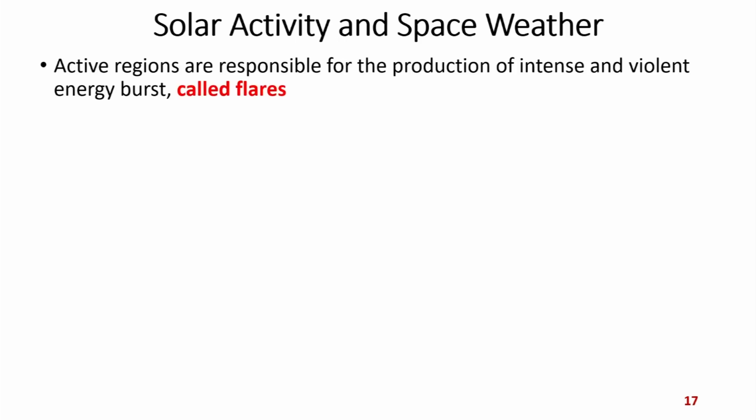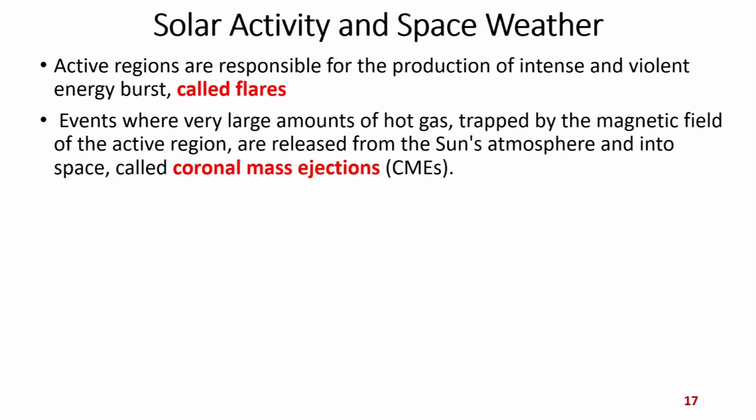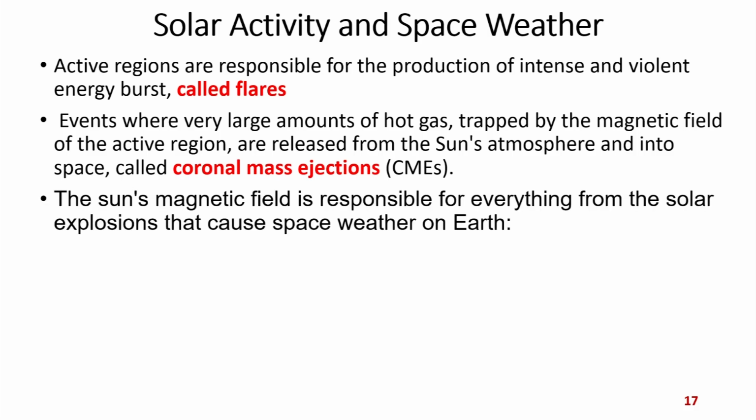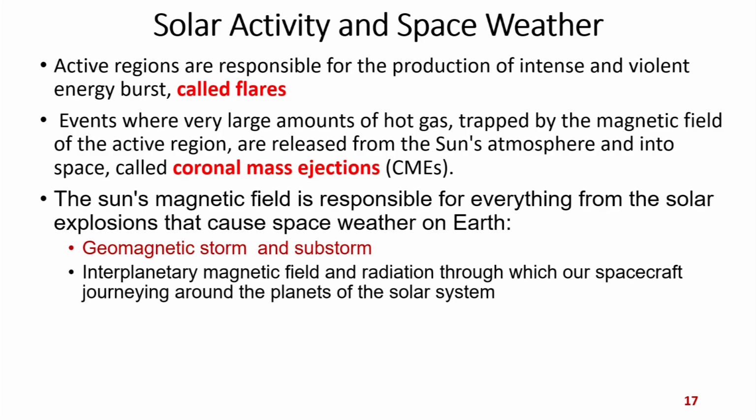We will see how solar activity is called a driver of space weather, because during phenomena like solar flares or coronal mass ejections, a lot of energetic particles and radiation is produced in the sun's atmosphere, which eventually reaches the earth and then couples to the earth's magnetic field. This is called a geomagnetic storm and geomagnetic substorm, which we will also study one by one. Then there is the interplanetary magnetic field and the radiation through which our spacecraft journeys around the planets of the solar system. That also we will see.